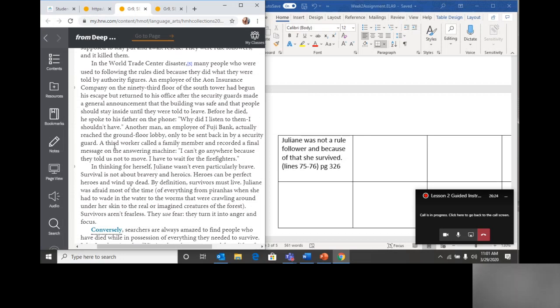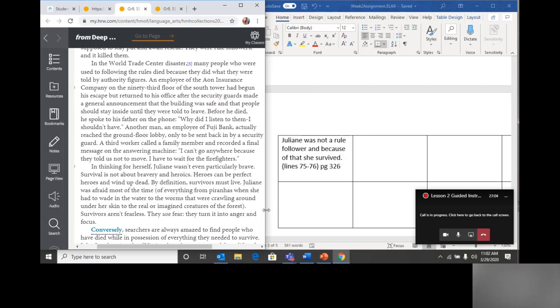A third worker called a family member and recorded a final message on the answering machine. "I can't go anywhere because they told us not to move. I have to wait for the firefighters." And thinking for herself, Julianne wasn't even particularly brave. Survival is not about bravery and heroics. Heroes can be perfect heroes and wind up dead. By definition, survivors must live. Julianne was afraid most of the time, of everything from piranhas when she had to wade in the water, to worms that were crawling around under her skin, to the real or imagined creatures of the forest. Survivors aren't fearless. They use fear. They turn it into anger and focus.